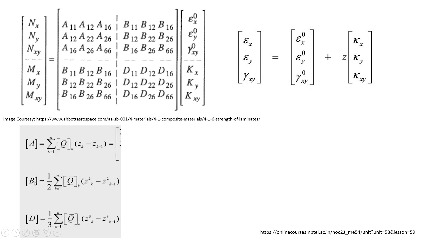Whereas the B matrix is equal to half of the summation of the reduced stiffness matrix of every lamina and the summation of the square of the position of the lamina, and similarly the D matrix is one third of the summation of the reduced stiffness matrix Q and the subtraction of the cube of the position of that lamina.